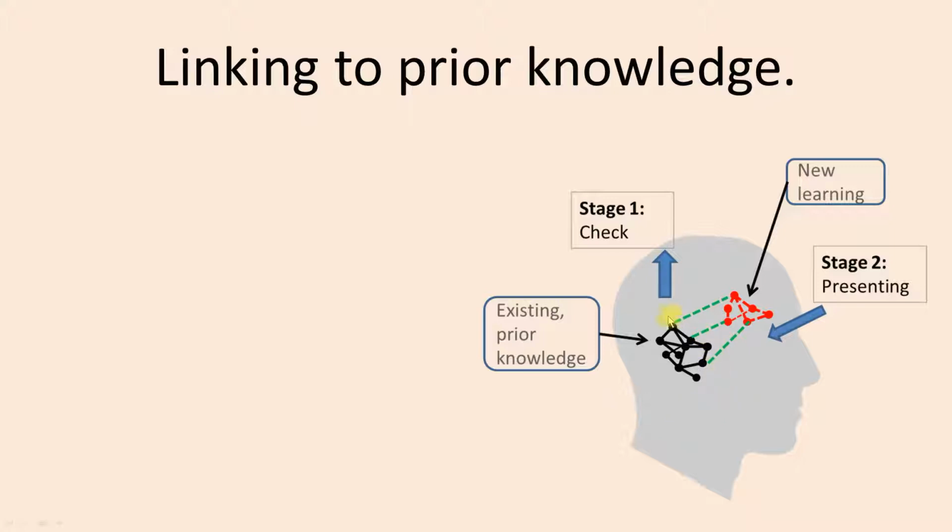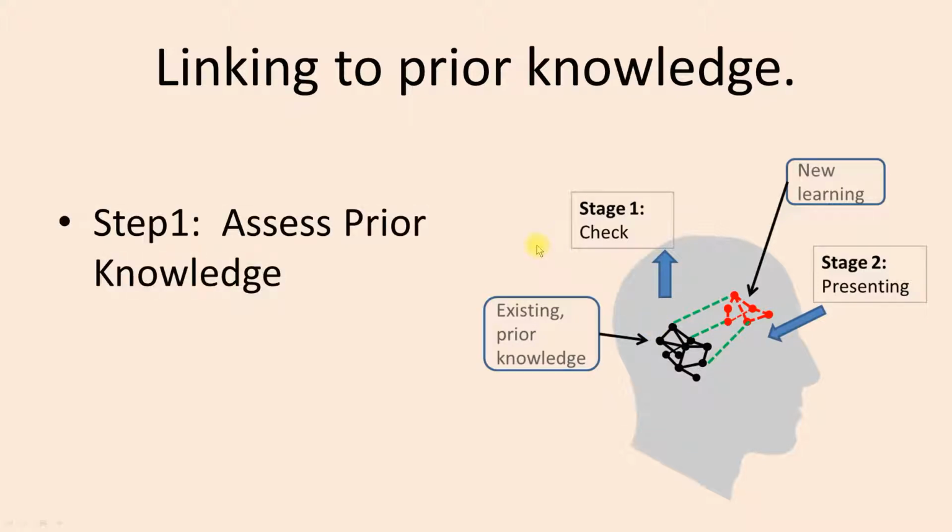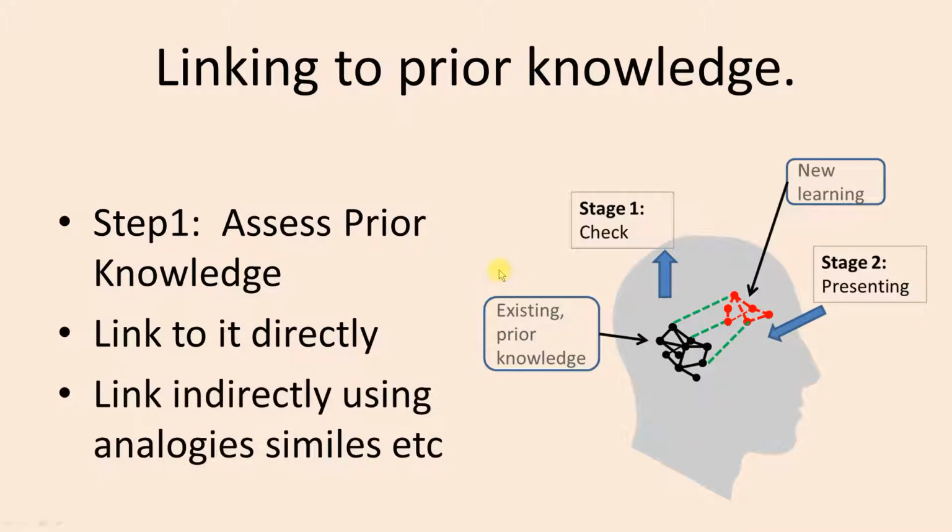We know that learning in the brain is links between brain cells, but if we want to create new knowledge which makes sense to the students, we need to link the new knowledge to what they already know. So step 1 is assessing the prior knowledge, and we can either link to the existing knowledge directly, or we can link to it indirectly, for instance using analogies or similes.